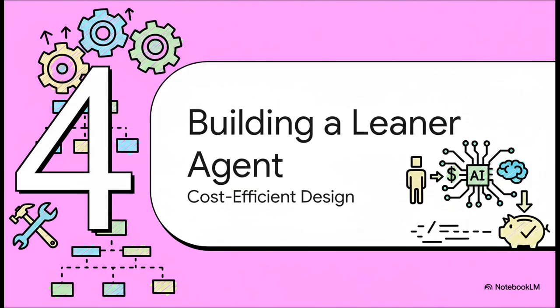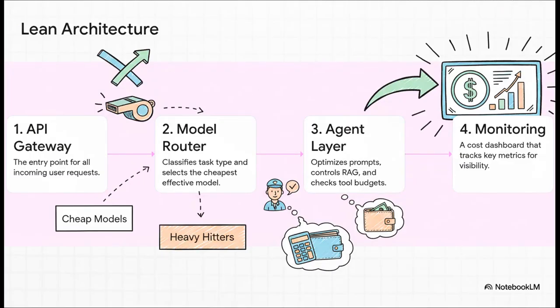So we have all these awesome tools and strategies, but how do we actually put them all together? How do we design an entire system that's lean and cost-efficient from the get-go? A really cost-efficient system has a few smart layers. Right at the front door, you have a model router. It's like a traffic cop for AI requests.